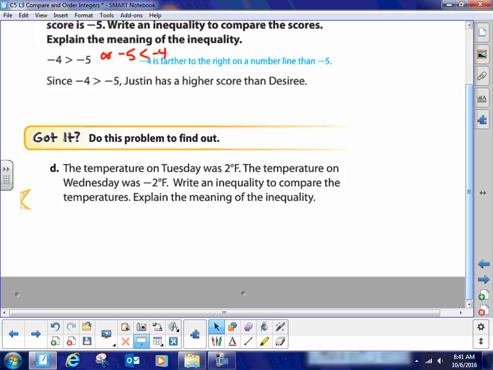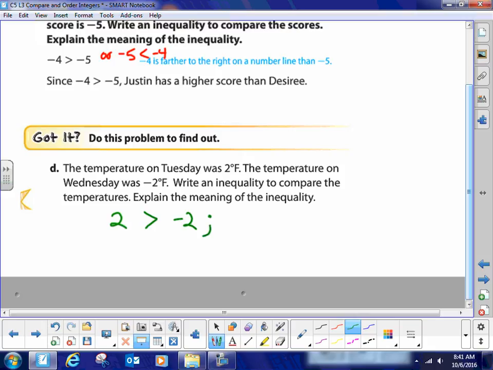Write an inequality to compare the temperatures. Explain the meaning of the inequality. Okay, I would just use 2 and negative 2, and you could instantly say that any positive number is greater than any negative number. So you just write that inequality. And it says explain the meaning of the inequality.